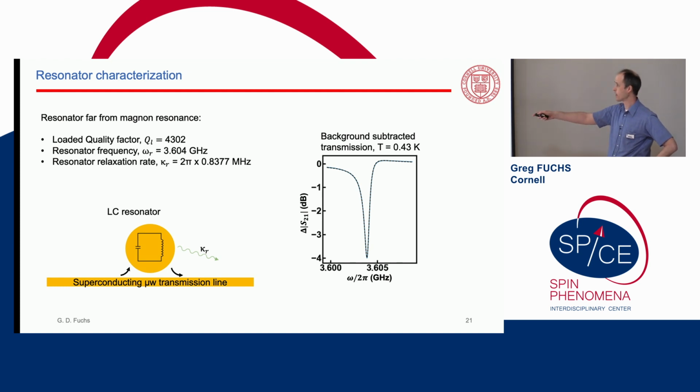So the loaded quality factor of this device is around 4,000. We're at a frequency of about 3.6 gigahertz after the encapsulation. And this gives us a resonator line width just under 1 megahertz. And this is measured in a helium-3 cryostat, so the base temperature is around 0.4 Kelvin.